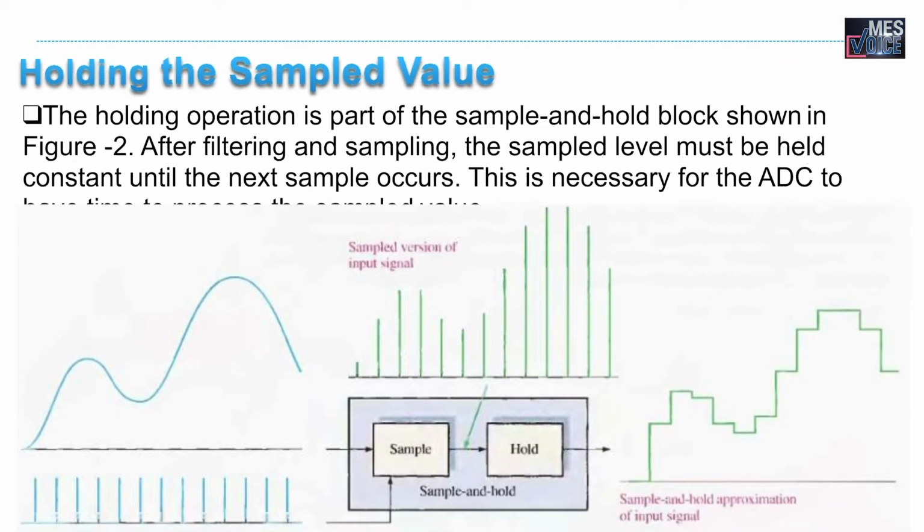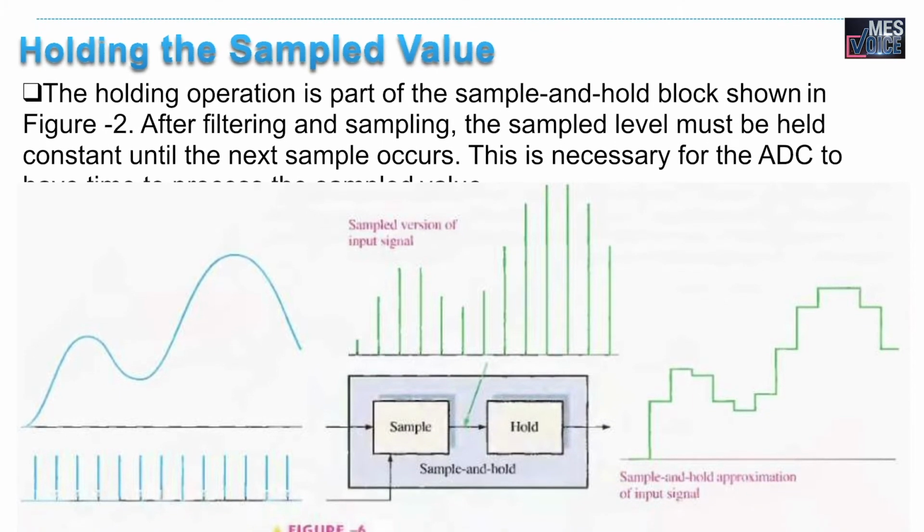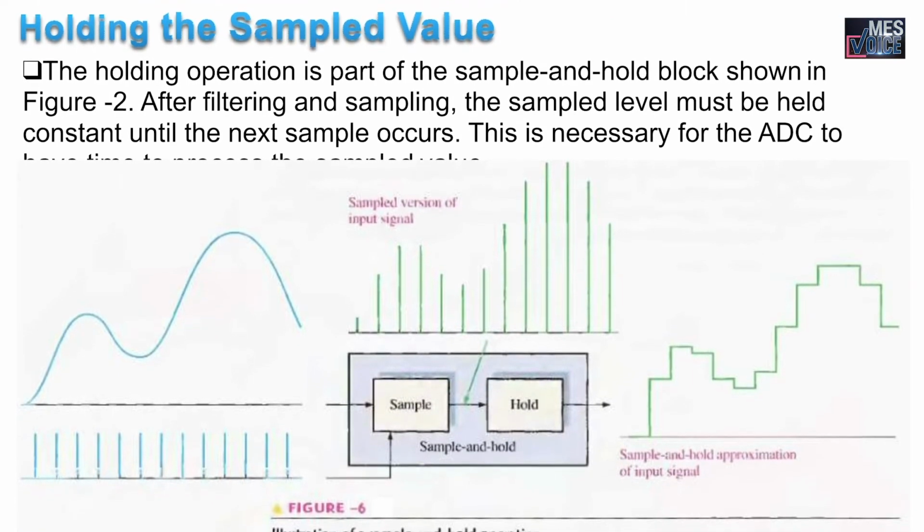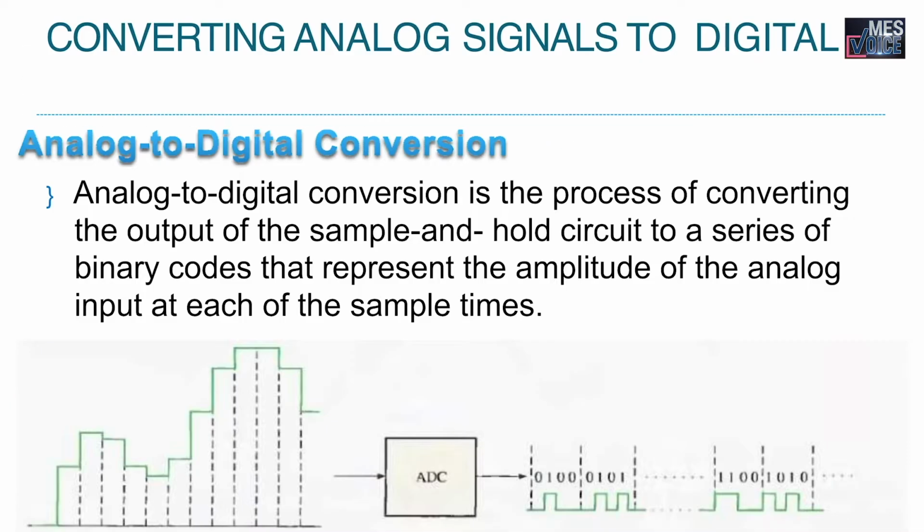Because we are filtering out high frequency components and letting low frequency components through, this is known as a low pass filter. After filtering and sampling, the sample level must be held constant until the next sample occurs. This is illustrated in the figure. Analog to digital conversion is the technique of converting the output signal of the sample and hold circuit to a series of binary codes, which represent the analog input at each sampling time. The output waveform that represents the binary code is shown in the figure.